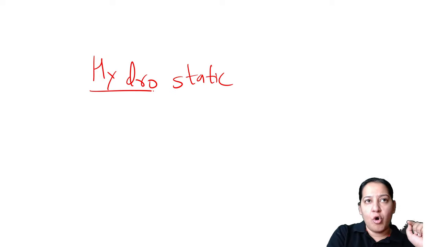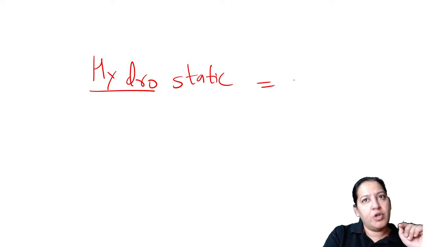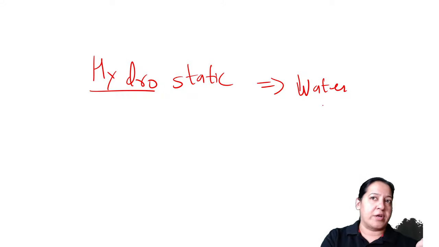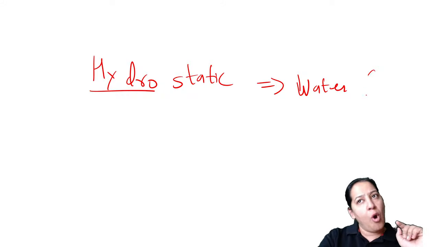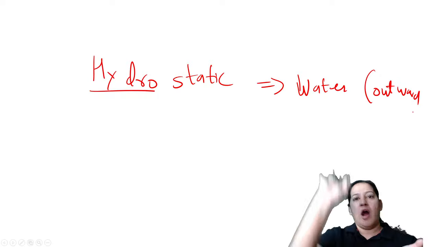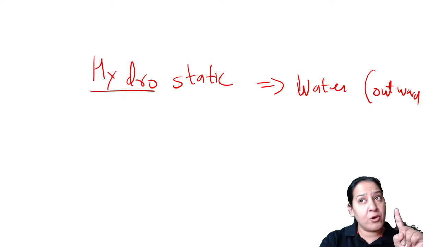The word hydro means water. It is the pressure due to water. It is the pressure due to the water present in the blood. Blood is basically 70% water. So the pressure due to the water is always outward pressure, because water pushes outward. That's why the arrow is always outward.